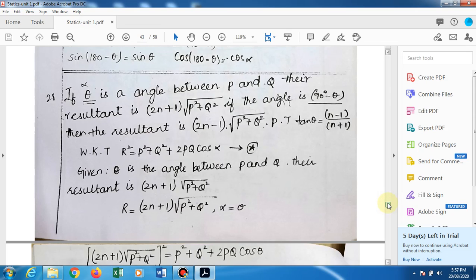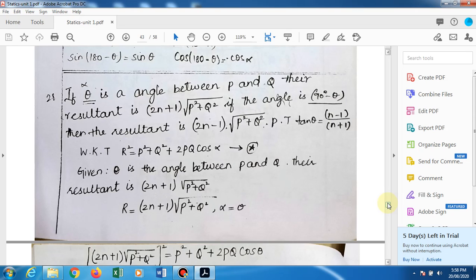If theta is an angle between p and q, then the resultant is 2n plus 1 into square root of p square plus q square. If the angle is 90 minus theta, then the resultant is 2n minus 1 square root of p square plus q square. Prove that tan theta is equal to n minus 1 divided by n plus 1. You see the proof.